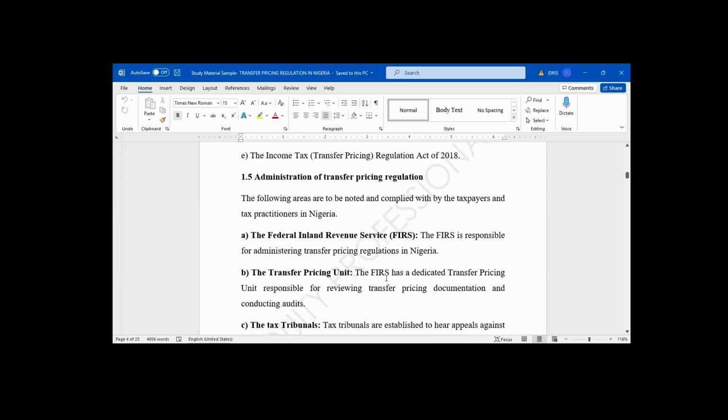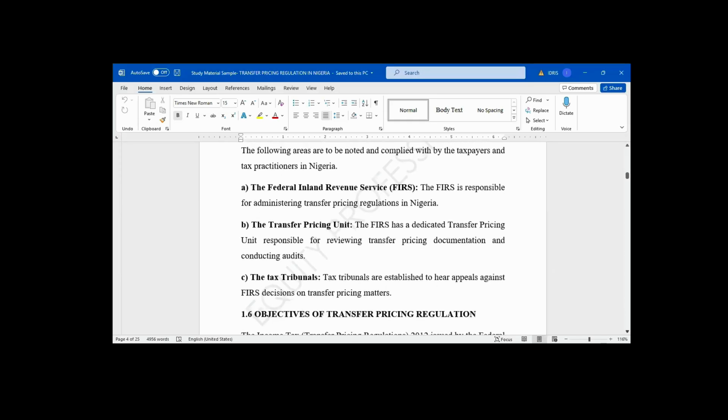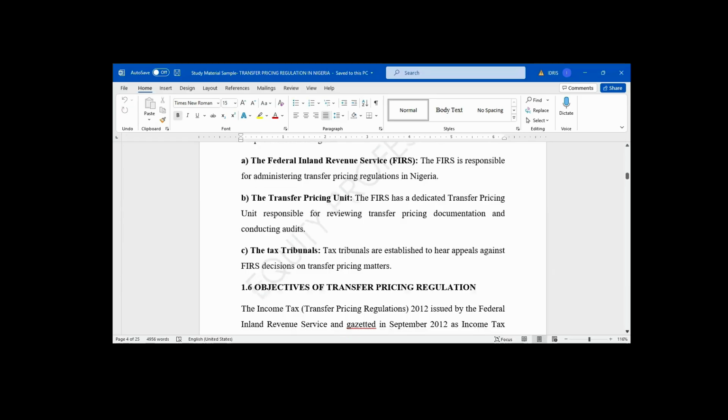Apart from that, we have the transfer pricing unit. Under the FIRS, there is a particular department or unit that is created purposely for transfer pricing. So they are the ones that review transfer pricing documentation, and they also conduct transfer pricing audits for multinational companies, and even for a local company that has different subsidiaries.